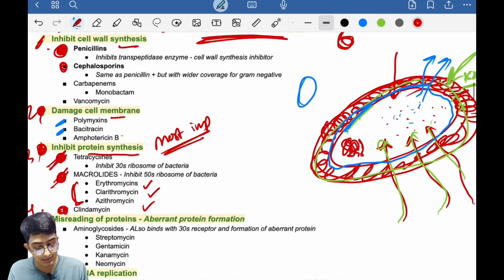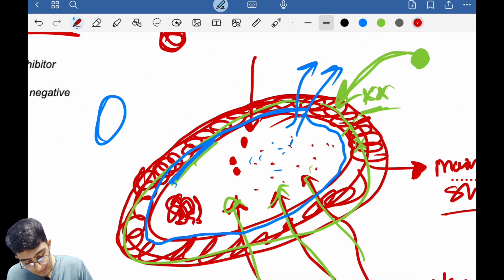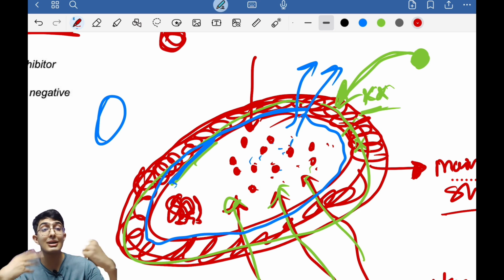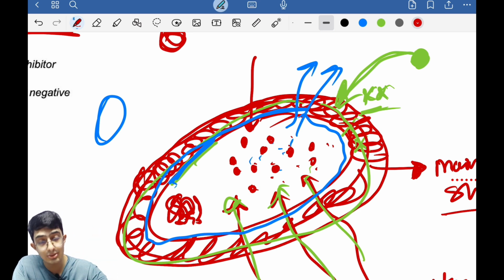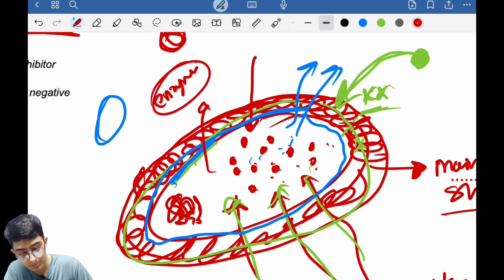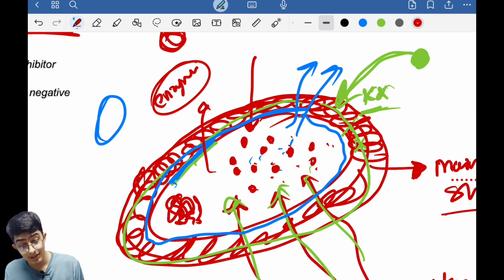How do tetracyclines and these protein synthesis inhibitors work? As I told you, the bacteria has ribosomes, and the function of the ribosome is to produce proteins. The bacteria needs to produce proteins continuously because bacterial proteins consist of enzymes, and all enzymes are proteins. Without enzymes no chemical reaction can happen within the bacteria, and if no chemical reactions are happening, the bacteria is going to die. So the bacteria needs to produce proteins.